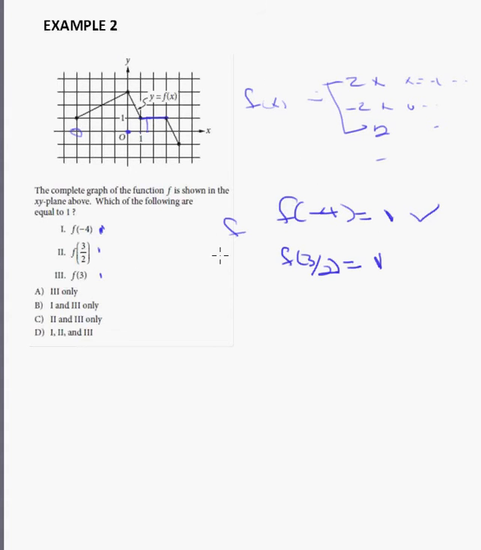How about f of 3? Where is 3? This is 0, this is 1, 2, 3 right here. So f of 3 is somewhere here, which is also equal to 1. And therefore we can see that f of -4 is equal to f of 3/2, and that is also equal to f of 3. So all of them are the same, which means they are all equal to 1. So the answer choice should be D.